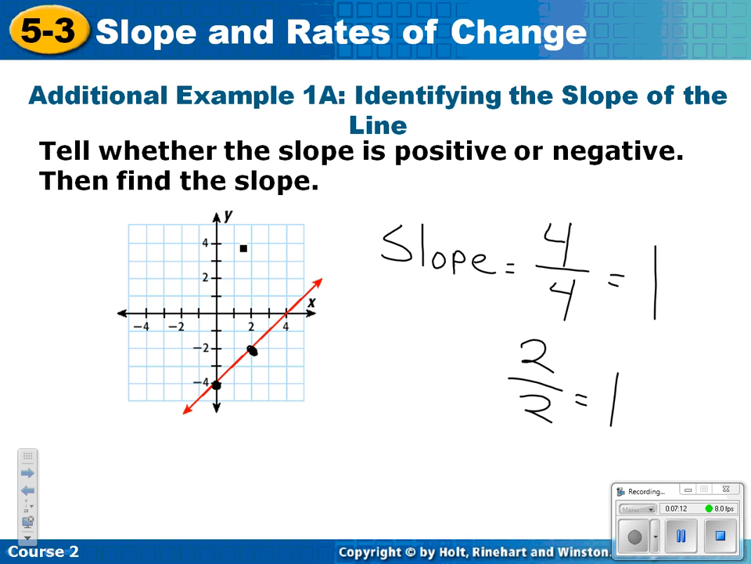It's the same. As long as we find 2 points where the intersection is, that's the best. That's going to give you your slope.